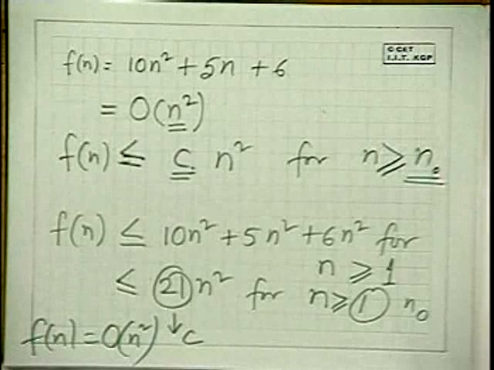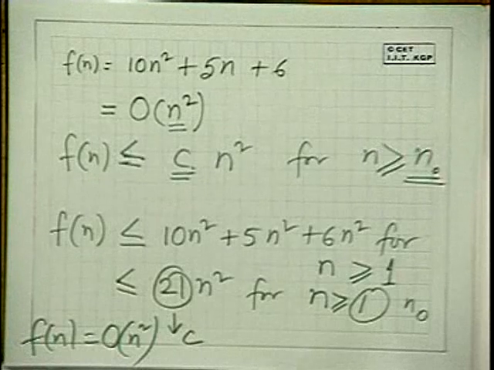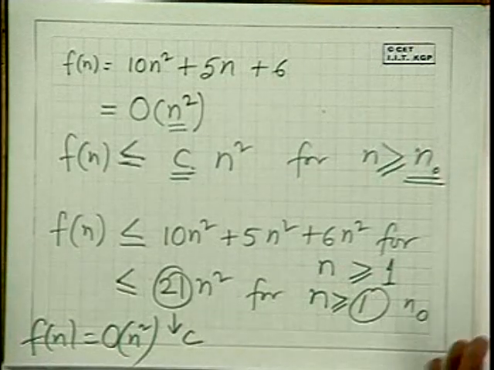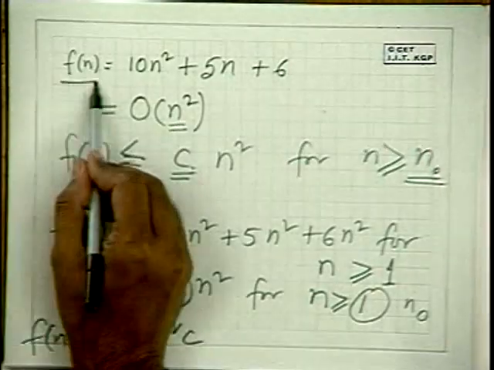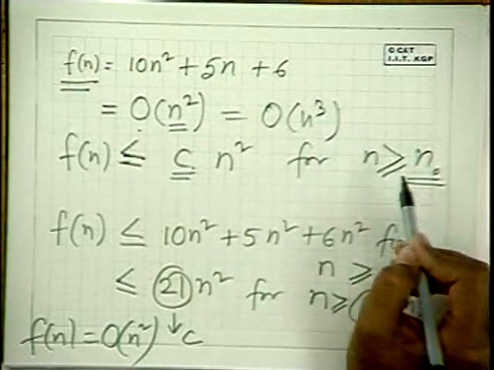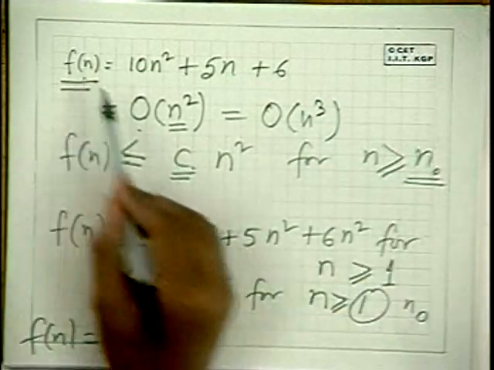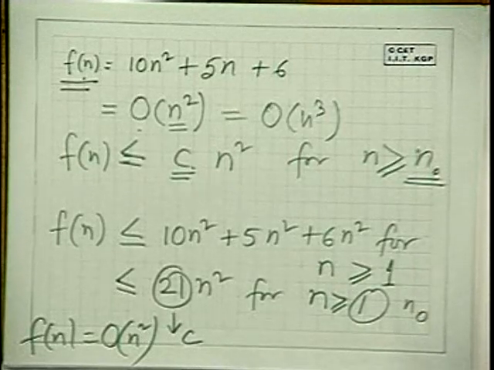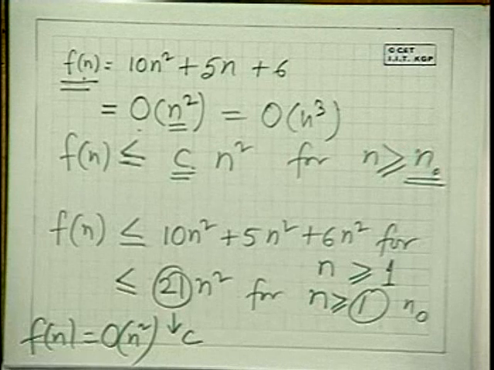So what his question is, see, in this example, instead of choosing n square, I could have chosen n cube, right? And this is still valid. By definition, this function fn is also of the order of n cube, because you can always say fn is less than equal to 21 n cube for n greater than equal to 1. So by definition, fn is also of the order of n cube.